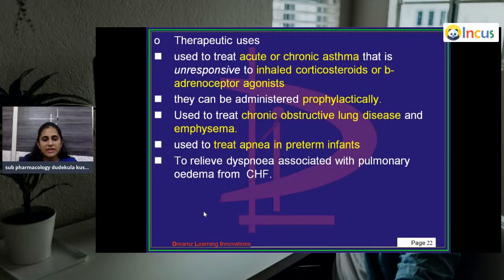Therapeutic uses of this xanthine: they can be used in acute or chronic asthma that is unresponsive to inhaled corticosteroid or beta agonist. They can be administered prophylactically. They can be used to treat chronic obstructive lung disease and emphysema. It is used to treat apnea in preterm infants, and it is also used to relieve dyspnea associated with pulmonary edema from CHF. Okay, it is mainly used in asthma, COPD, apnea and dyspnea associated with heart failure. These are four important points.